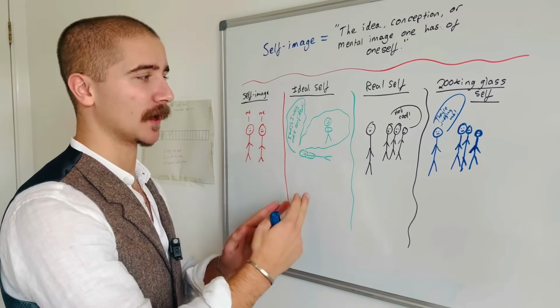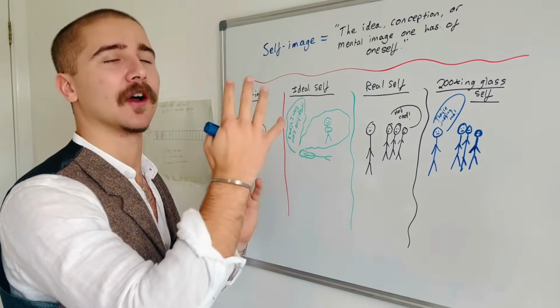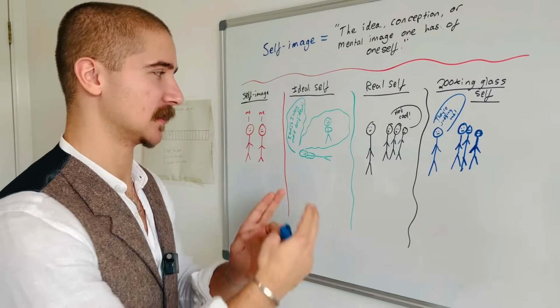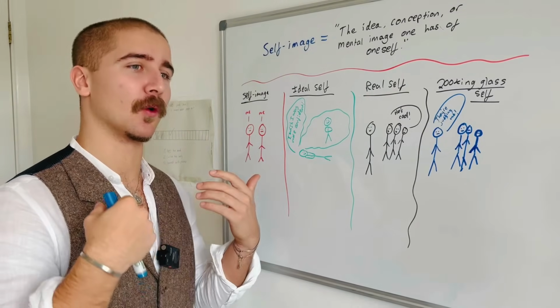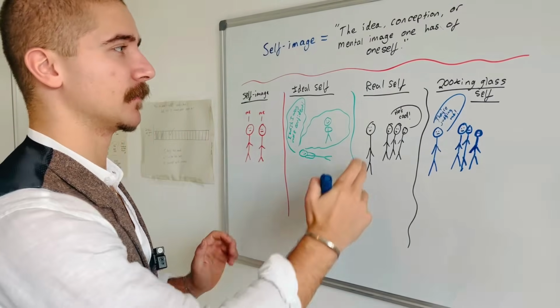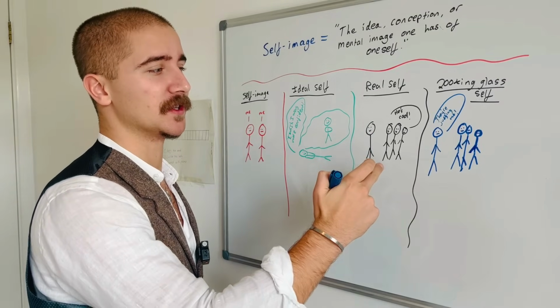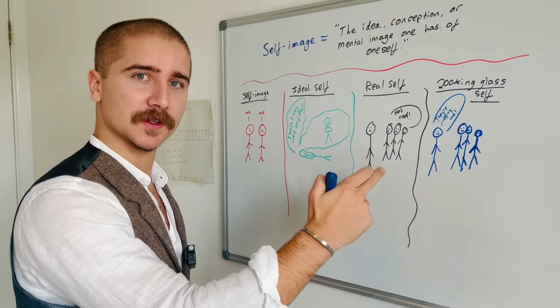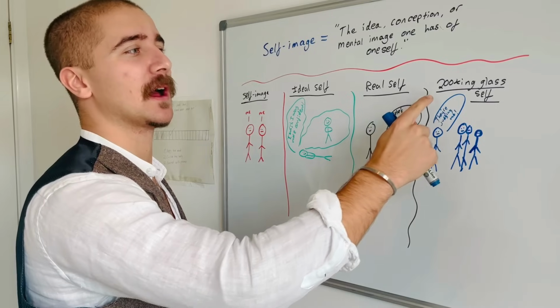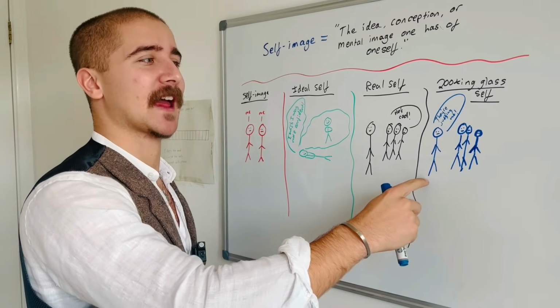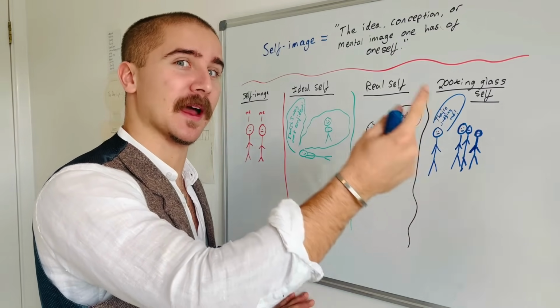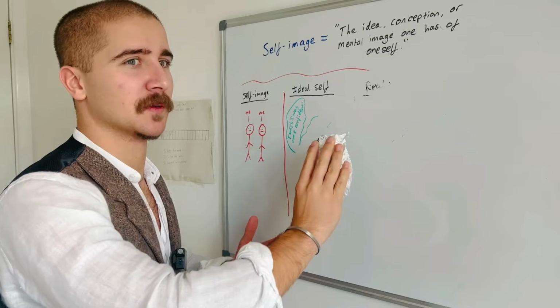Number 2, you have your ideal self. So the ideal image of the person you would like to be. Perhaps you want to be more confident or more expressive, whatever. You have your real self, which is the feedback you get from others about who you are. And then you have your looking glass self, which is how you perceive the feedback you get from others. That was a bit of a mouthful.